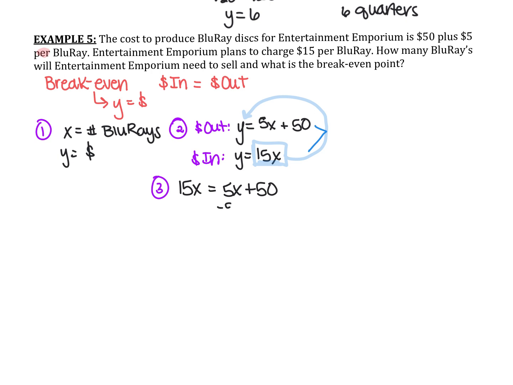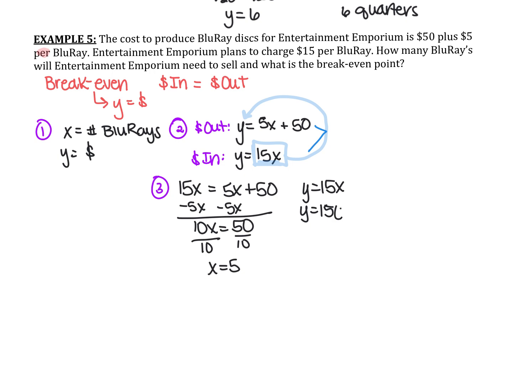So I'm going to start by subtracting 5x. 10x equals 50, and then I'm going to divide by 10. And we get x equals 5. And again, you get to pick which equation you want to go back into. I might choose the second one. So we get y equals 15x, and in place of the x, I'm going to put a 5. So 15 times 5, so y equals 75.